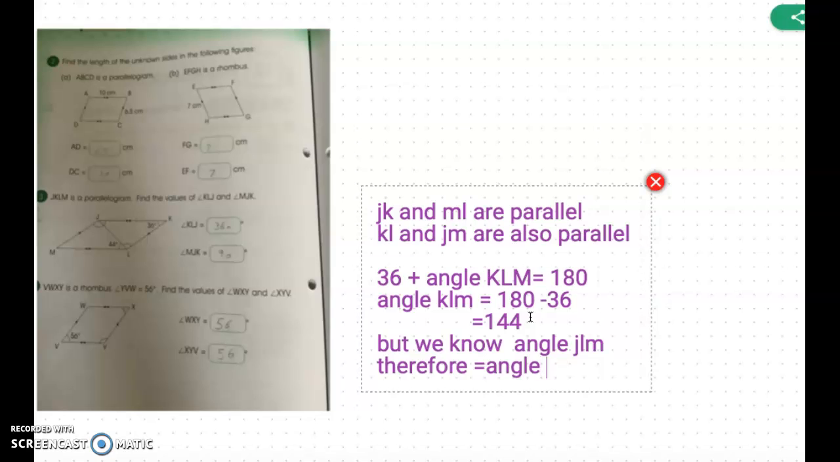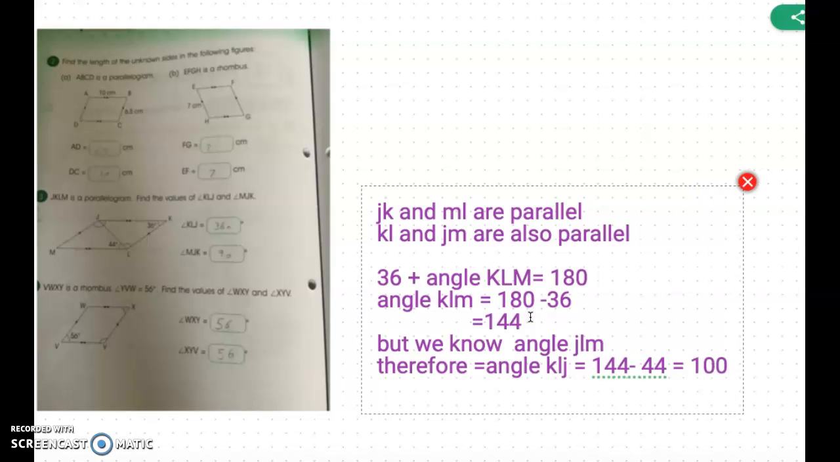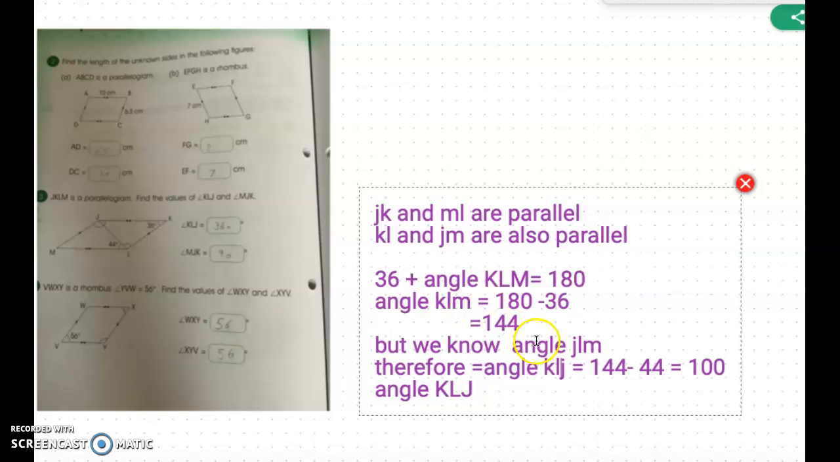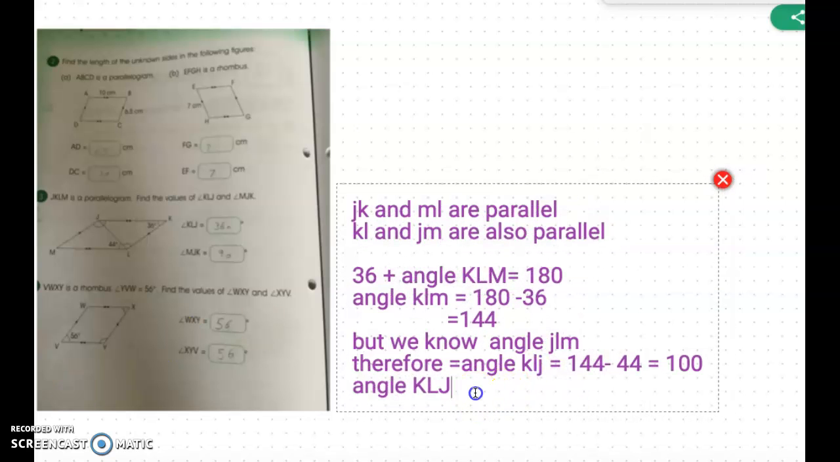Therefore, angle KLJ will be equal to 144 minus 44. It will be equal to how much? 100. So our answer, angle KLJ, sorry, it is the KLJ, isn't it? Is equal to 100. Now next part.